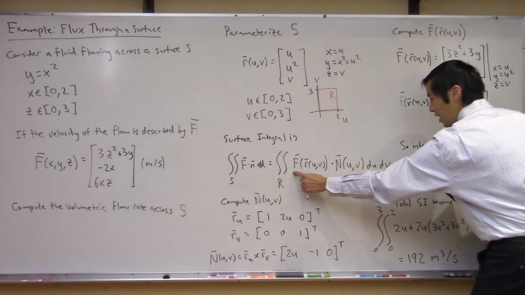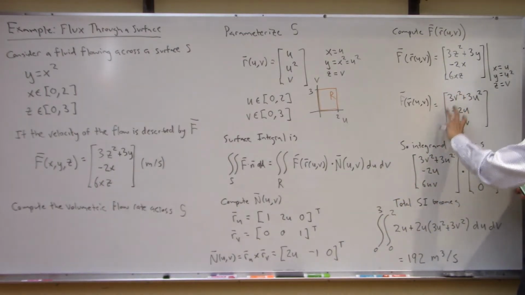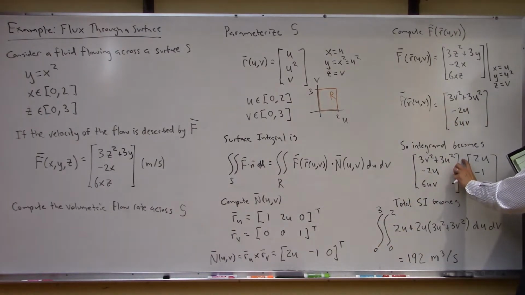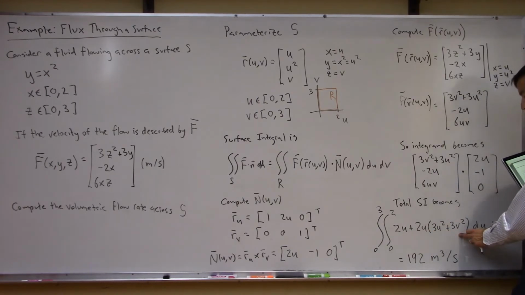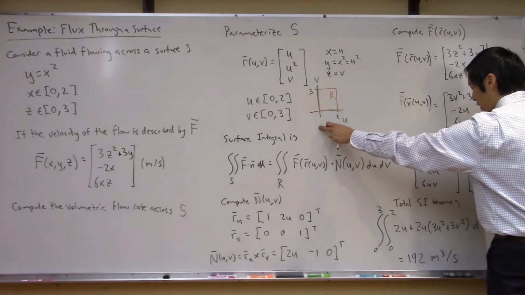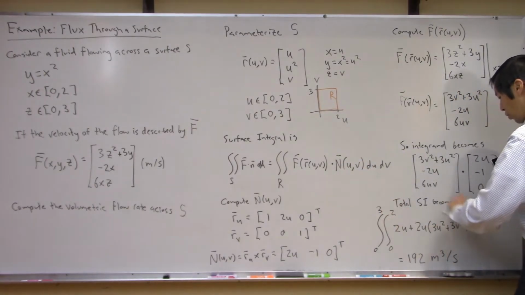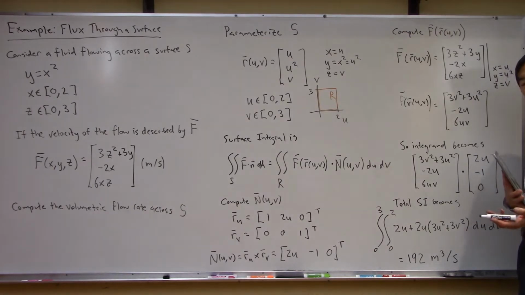Now the integrand right here is just the dot product of the two things together. So take this thing right here, dot product it with the normal vector, which we had over here, and that gets you your integrand, which looks like this. And then all we have to do is a double integral. We know what the ranges of u and v are, according to our region here. So this double integral is easy. u goes from 0 to 2, v goes from 0 to 3, and you turn the crank, and wha-bam, you come out with a number of 192 meters cubed per second.